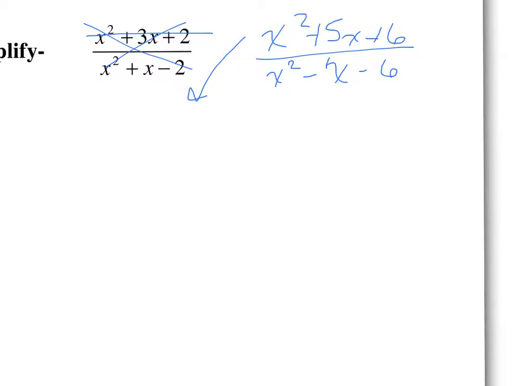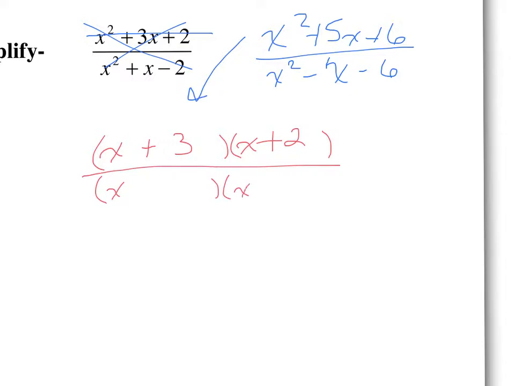These are both standard trinomials, so we should be able to factor in one step. X squared is x times x, plus plus. Factors of 6 that add to make 5 will be 3 and 2. In the denominator, again, another standard trinomial. This time we'll have minus and plus. Factors of 6 that subtract to make 1, also 3 and 2.